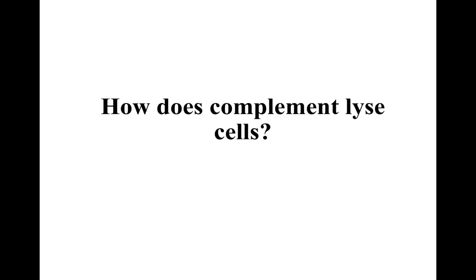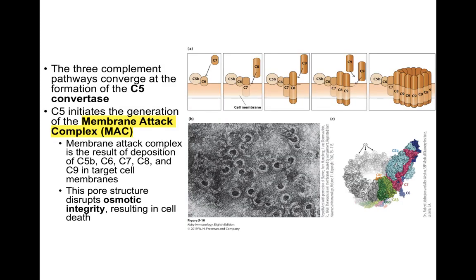How does complement lyse cells? That's when the membrane attack complex is made. When C5b binds to the surface of that cell, it will then recruit C6, 7, 8, and then multiple of the C9s, and that's what pokes the hole in that cell. And that hole will cause that cell to lyse.